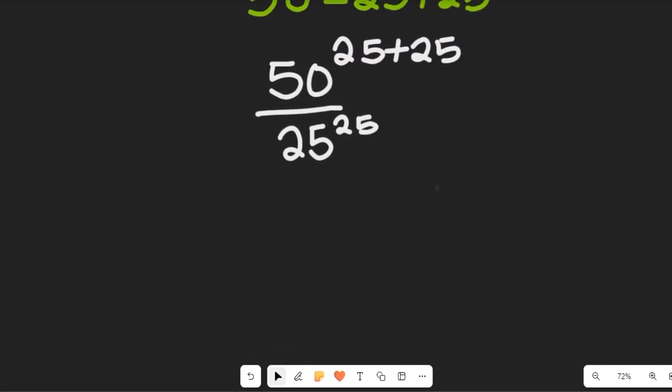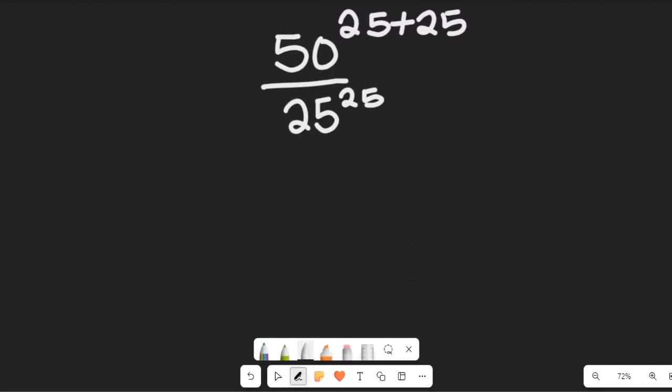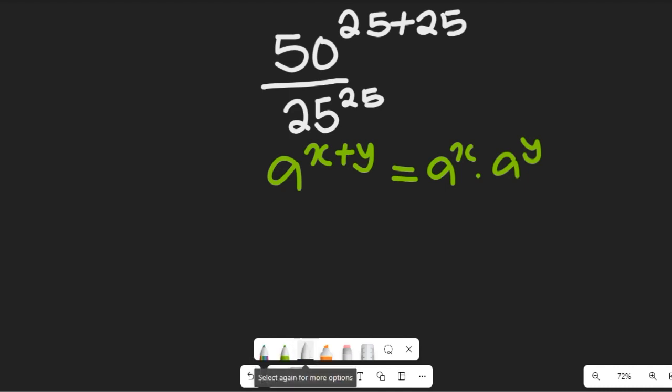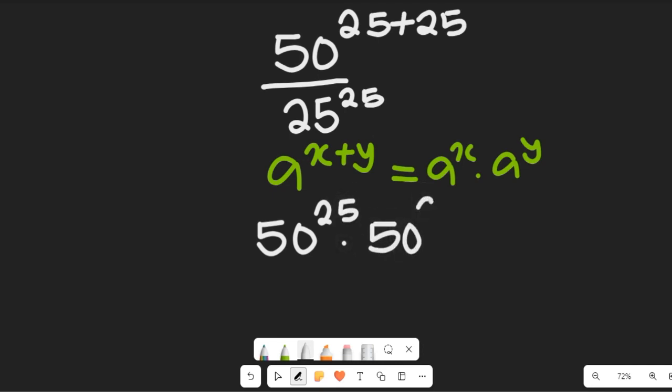Now, recall the law of indices that if you have a to the power of x plus y, this can be equal to a to the power of x multiplied by a to the power of y, right? So that can be applied there to give us 50 to the power of 25 multiplied by 50 to the power of 25, and all this will be divided by 25 to the power of 25.